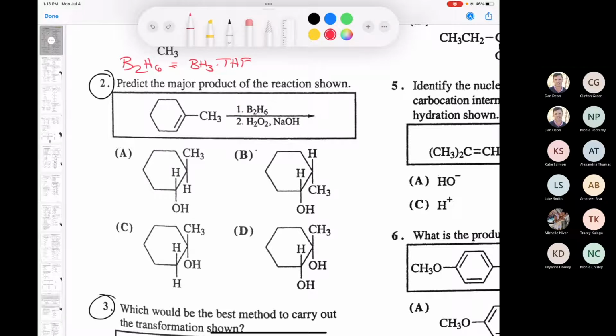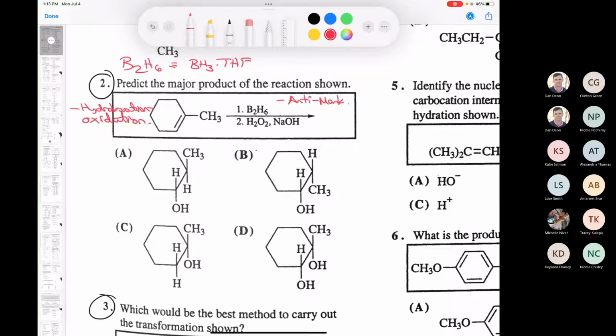So this is the anti-Markovnikov addition of water, so anti-Markovnikov. And when we do the anti-Markovnikov addition of water, could anybody tell me, is this a syn addition of the hydrogen and the hydroxyl, or an anti-addition? This is something else that we went over in the hydroboration oxidation. Does anybody remember, is the addition of the hydrogen and the hydroxyl syn or anti?